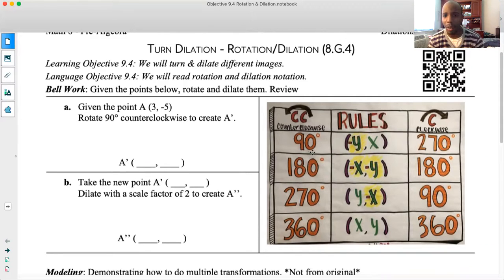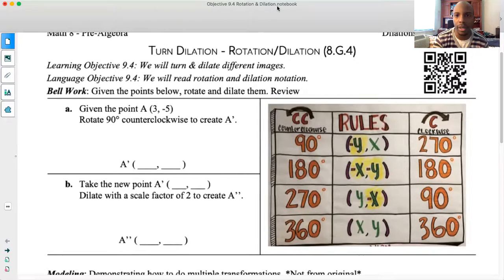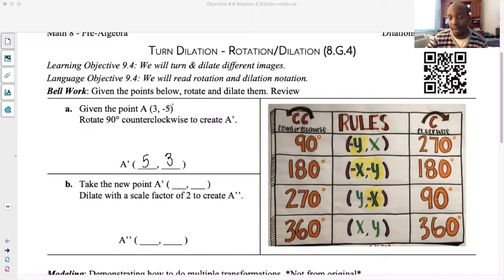So the counterclockwise rule says we need to do (-y, x). What does that mean? First, we swap the x and the y, and then we negate that y. That's now our first point. So for A, you should have arrived at the new point (5, 3). Now notice that's a positive 5, not a -5. I switched it, but because I started with (-5, 3), I needed to also negate that -5 in the front and turn it into a positive 5. So A prime now is (5, 3).